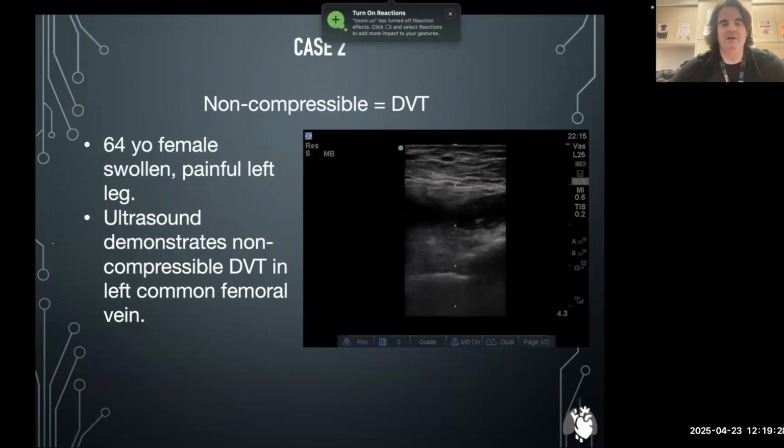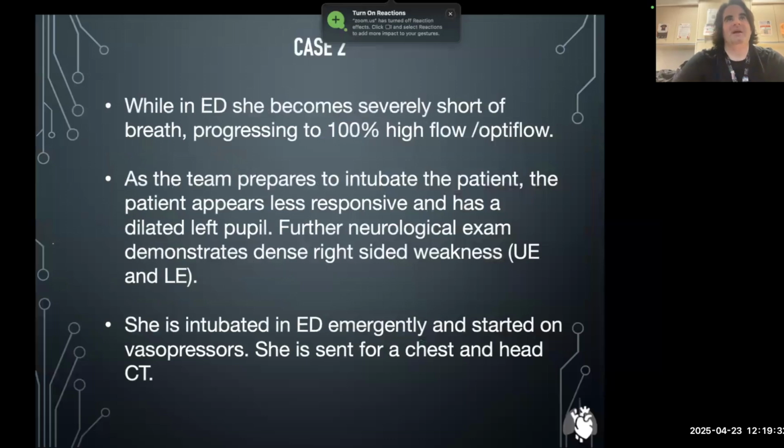Okay, so this lady has a swollen, painful left leg. She has a DVT, but while in the emergency department, she becomes severely short of breath, progressing to 100% high flow Optiflow. Okay, well, I think we know where this is going maybe. As the team prepares to intubate, the patient appears less responsive and has a dilated left pupil. Further neurological exam demonstrates dense right-sided weakness, upper extremity and lower extremity on the right side.